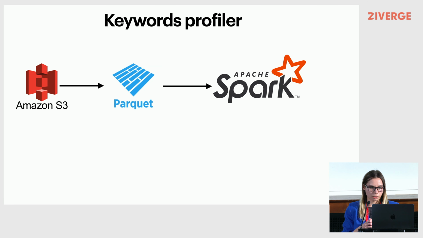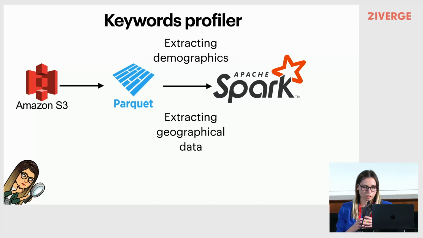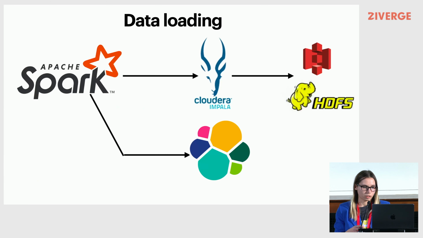So in terms of stack, the first part about keywords profiler looks very simple in abstract terms. We have Parquet files on an S3 bucket, and we run a Spark job. Behind the scenes, there are additional transformations. We need to extract some demographics data, we need to extract geographical data and build this unified feed with all of that. And then we need to do the data loading.